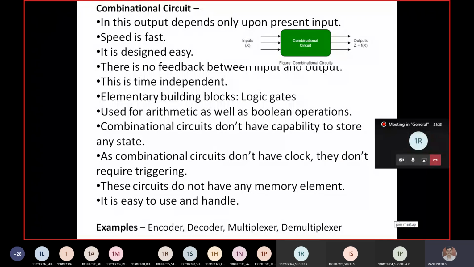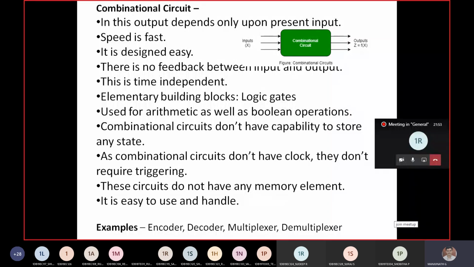Hence, I can tell the design is also easy. So you can see the answer as your friend told: feedback between input and output is not there. So the design part will become easy and it is time independent. There is no picture of time in this combinational circuit. That is what you are going to learn in sequential, where everything is the opposite of that. So speed will be faster in combinational, and in sequential the design will be complex because feedback is present and it depends upon time.